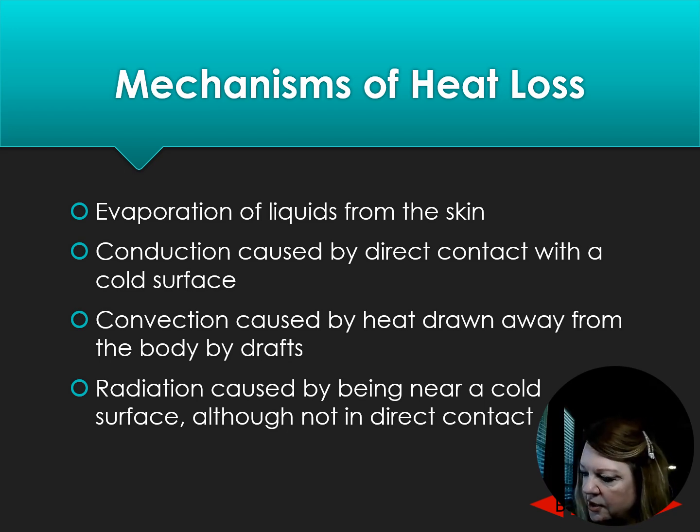Okay, that's called conduction. Convection is caused by heat drawn away from the body by drafts. So if it's a drafty room, heat can be drawn away from the baby. You would never want a fan in there or anything like that. And then there's radiation. It's caused by being near a cold surface. So even if the baby was close to a cold surface, so maybe there was a cold air conditioner or something right next to the baby's crib, that could radiate and cause the baby to have some hypothermia.